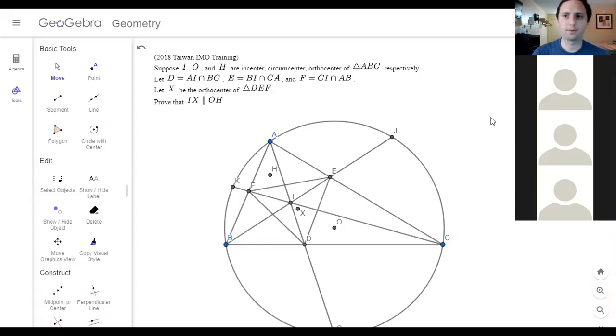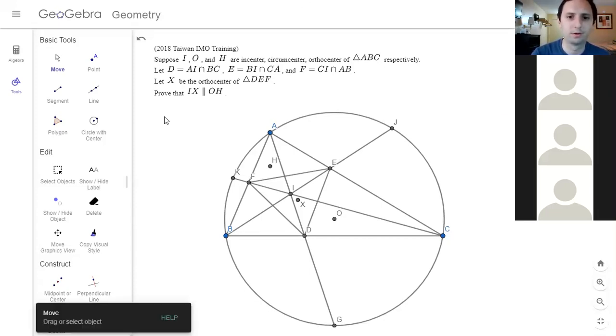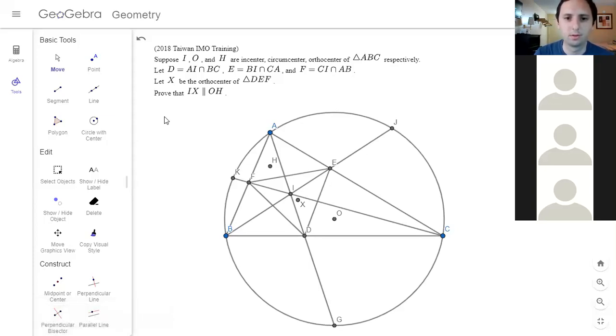Do you guys want to stick with this problem or go back to the other problem that we were doing? This one looks kind of hard. Yeah, let's go back. All right.